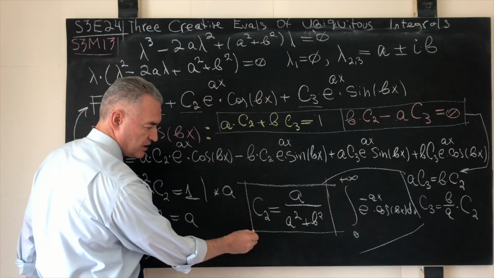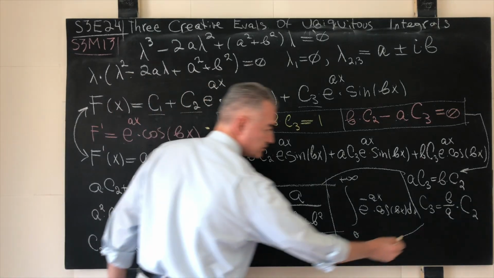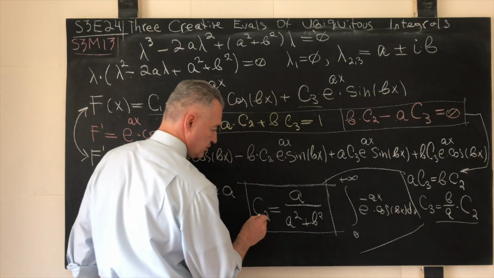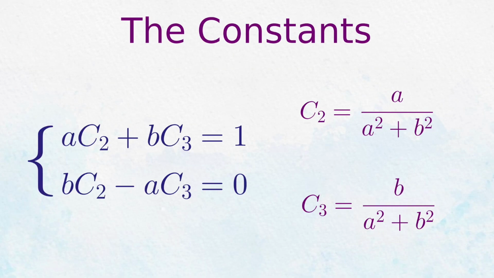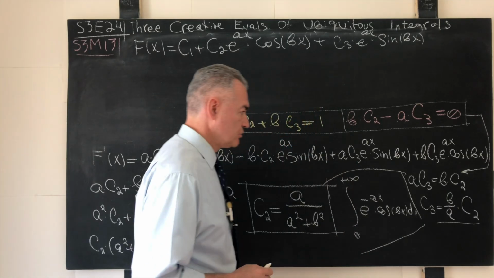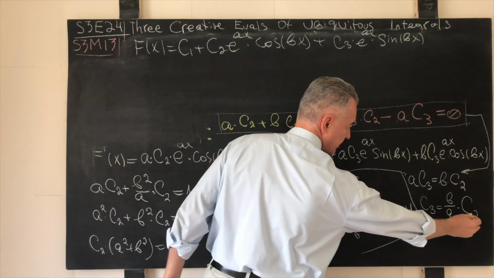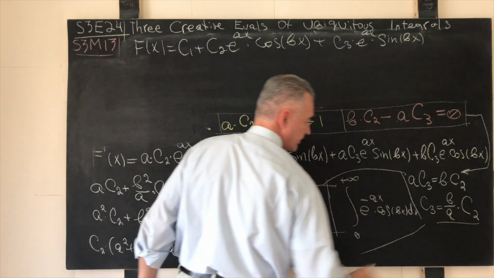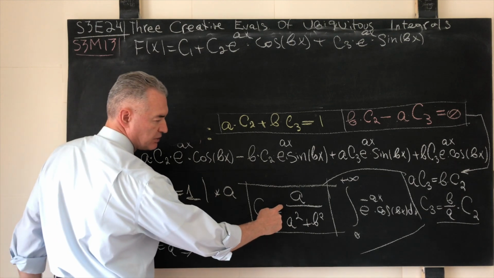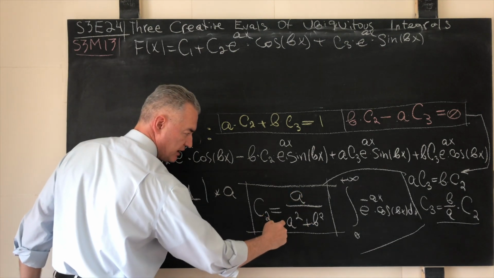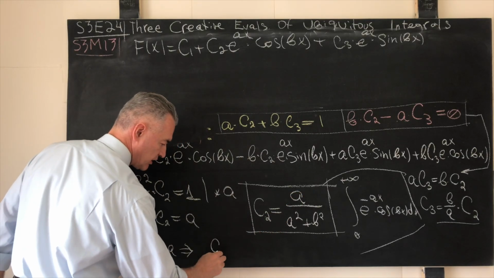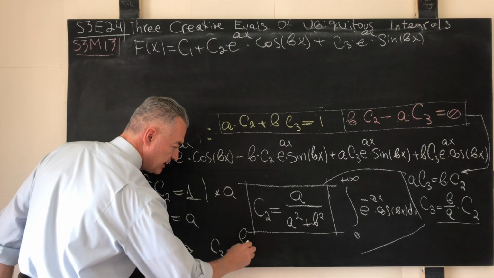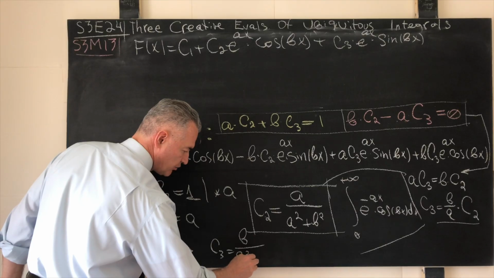We know the value of the constant C2, and what do we do now? Well, we use this expression right here, and into this expression we put the right hand side of this expression. And that is a trivial thing to do. Look, we have our constant C3 is basically the constant C2 scaled by the factor of B over A. So if we multiply this ratio by B over A, the A in the numerator and the A in the denominator will cancel out. And what will we have for C3? Exactly, it will be B over A squared plus B squared.